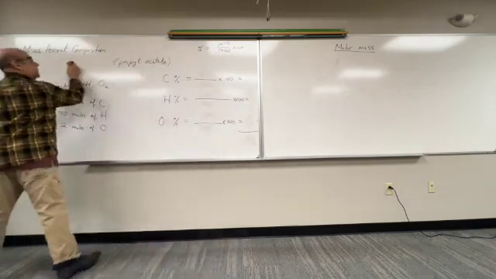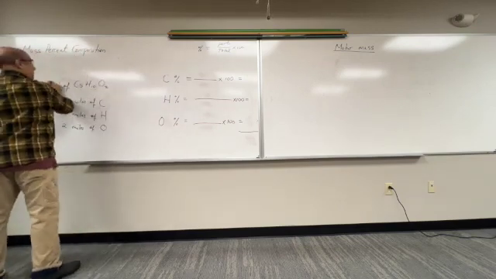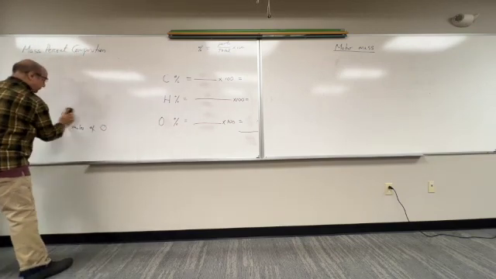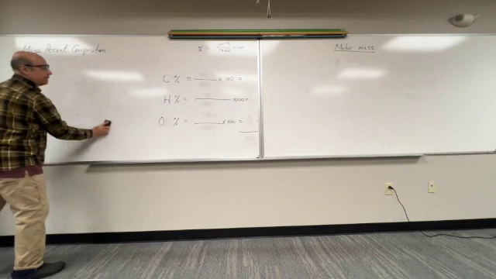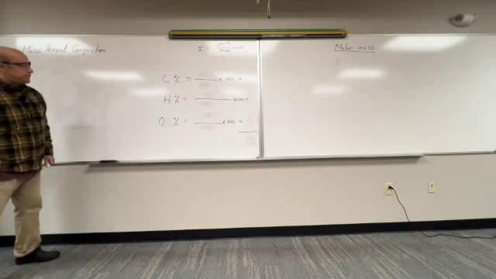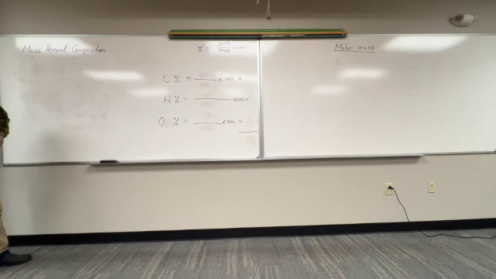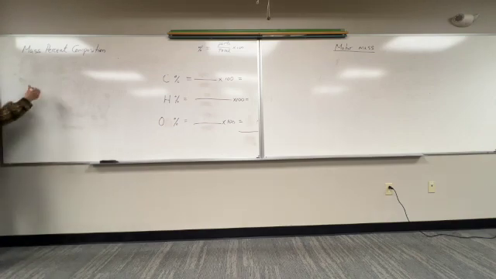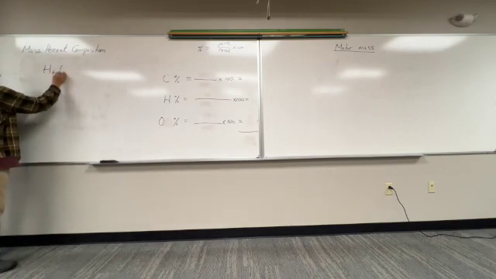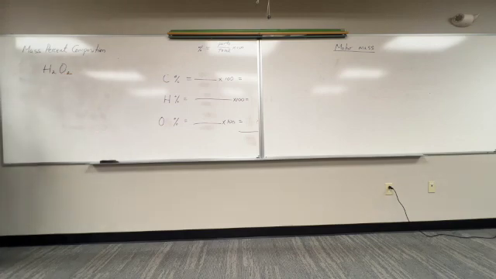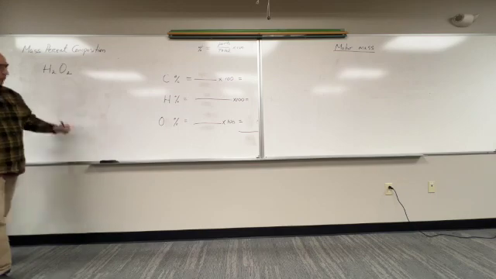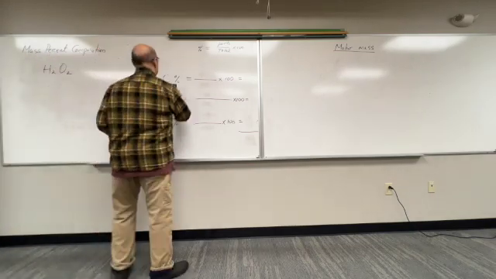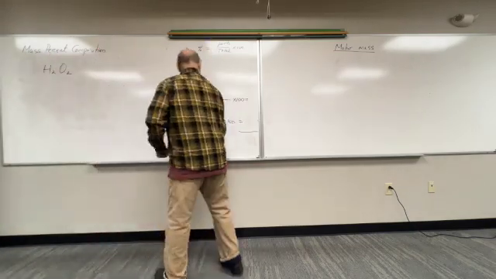And I'm going to give you a different formula. So let's start easy. Calculate the mass percent composition of that molecule. What is the mass percent composition of H2O2, hydrogen peroxide? We're not going to need carbon. We're just going to need those two.